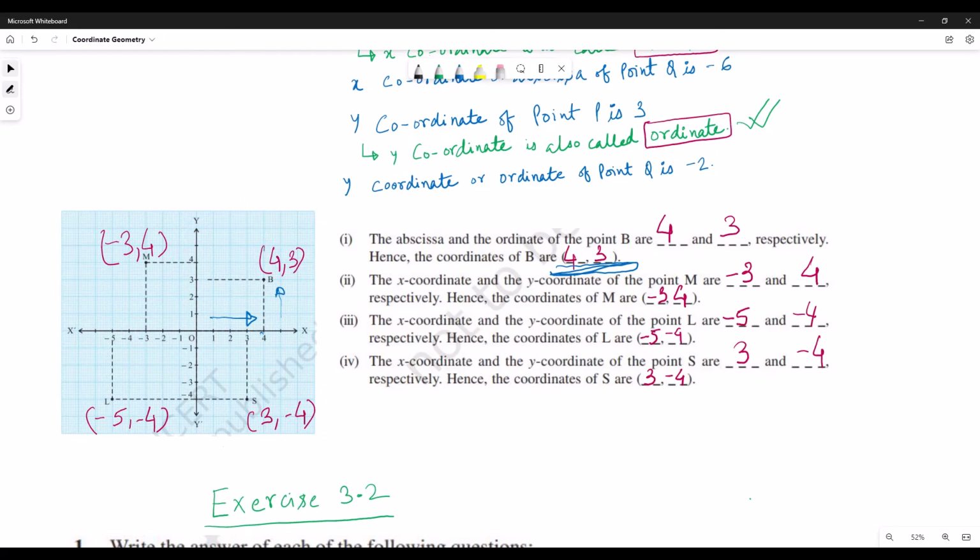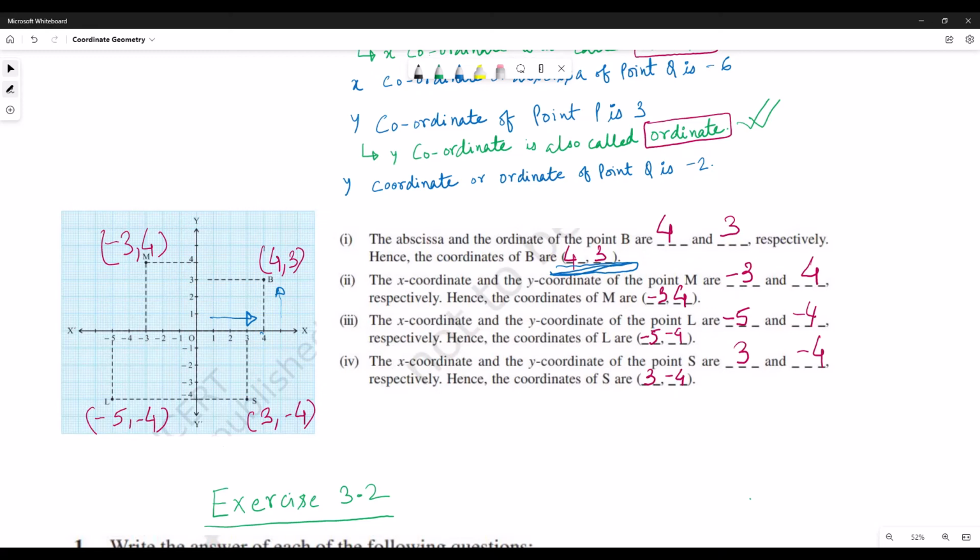The x coordinate and the y coordinate of the point M are, you can try to do it yourself. The point M is 3 units away in the negative x direction and 4 units in the positive y direction. So the coordinates are (-3, 4).